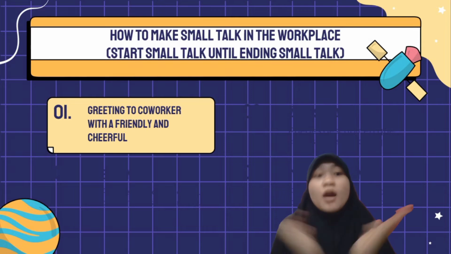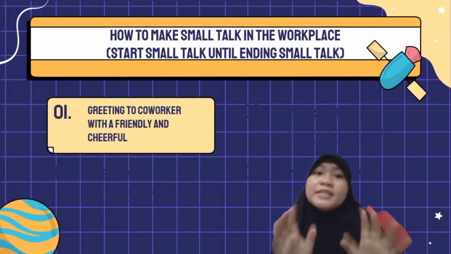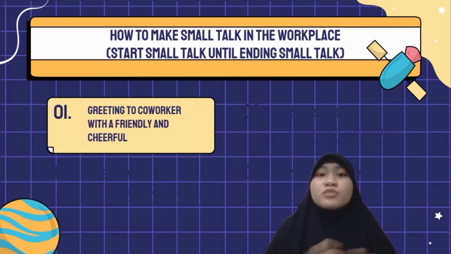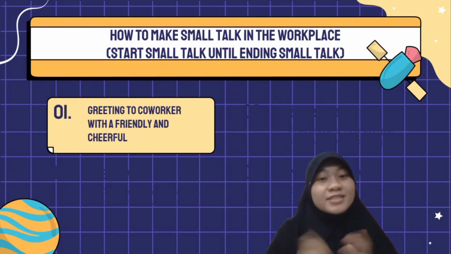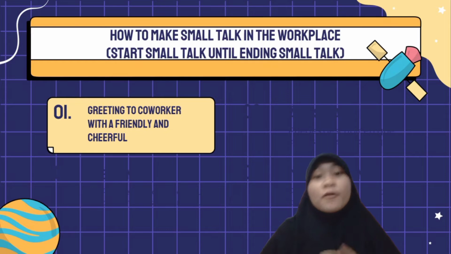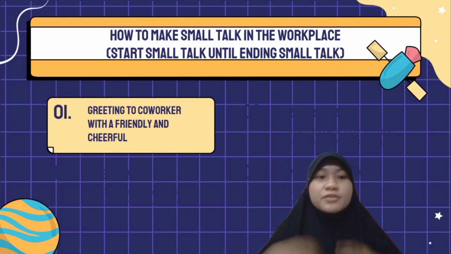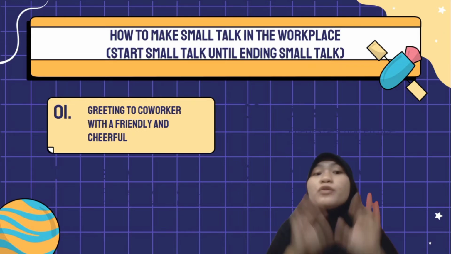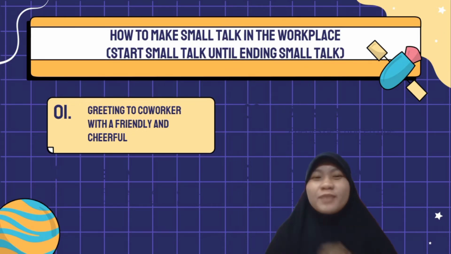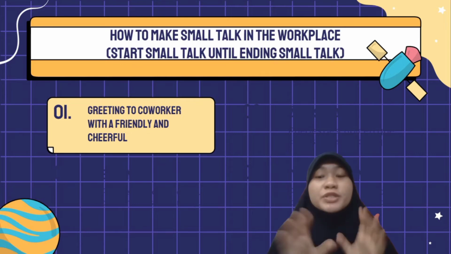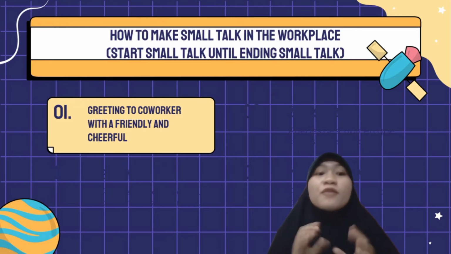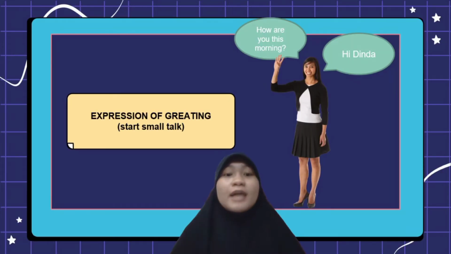Okay guys, how to make small talk in the workplace includes starting small talk until ending small talk. The first step in opening and starting a conversation in the office is to greet a coworker with a friendly and cheerful intonation so that you feel happy to meet them and create an impression of intimacy. Like greet with "Hey Linda," then "How are you this morning?"